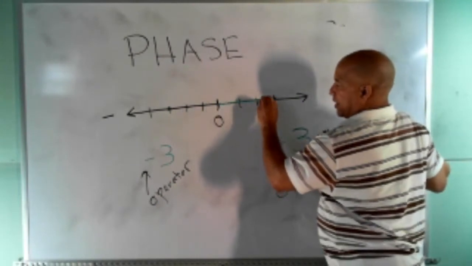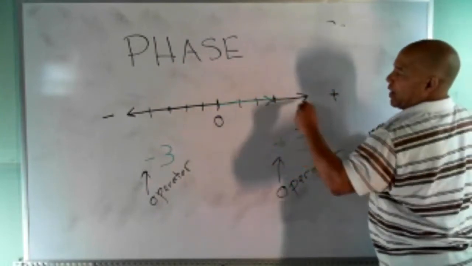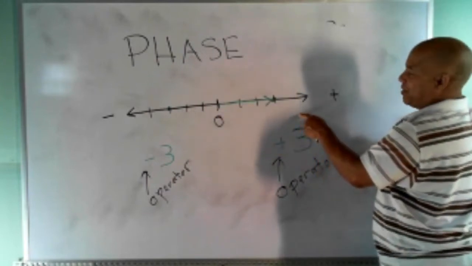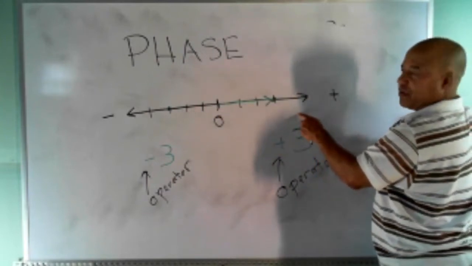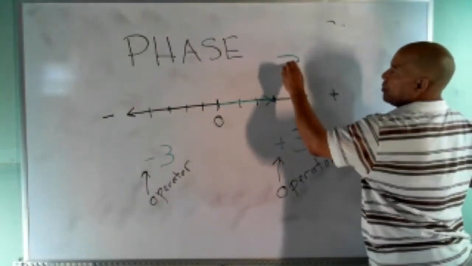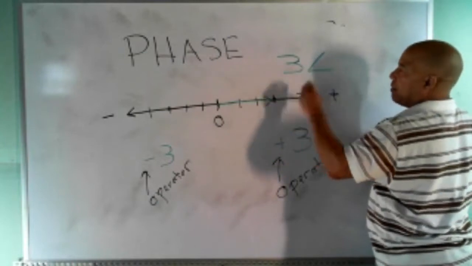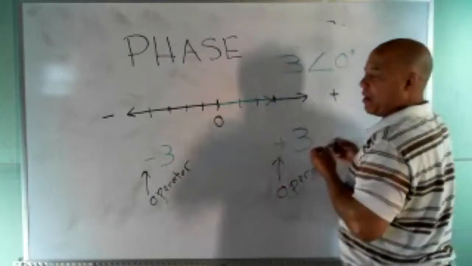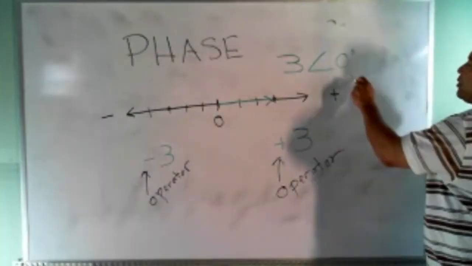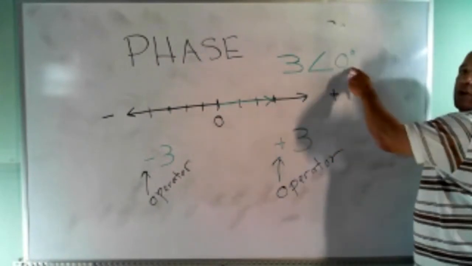I can draw an arrow that's 3 units long. And then this axis right here from zero over to the right, if that's my standard or my starting point, then I can do the three like this. I go over 3 units, and the angle that I make with this axis right here is 0 degrees. And that's what I mean by phase. Phase is an angle associated with a quantity or magnitude. So the phase of this is zero.